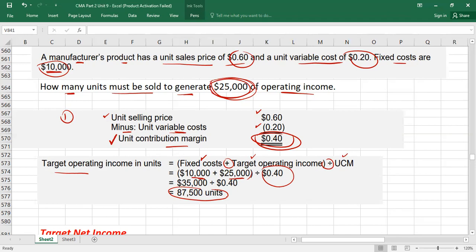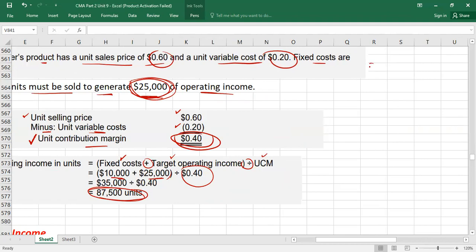Let's prepare the income statement and prove it: if we sell 87,500 units, would it leave $25,000 of operating income or not? We can prepare a shortcut income statement. First we write sales. We have 87,500 units and the selling price is 0.6. Multiplying on the calculator, 87,500 times 0.6 is $52,500. Then we deduct the variable cost. Again, we take the same units, 87,500, multiplied by the variable cost of 0.2.